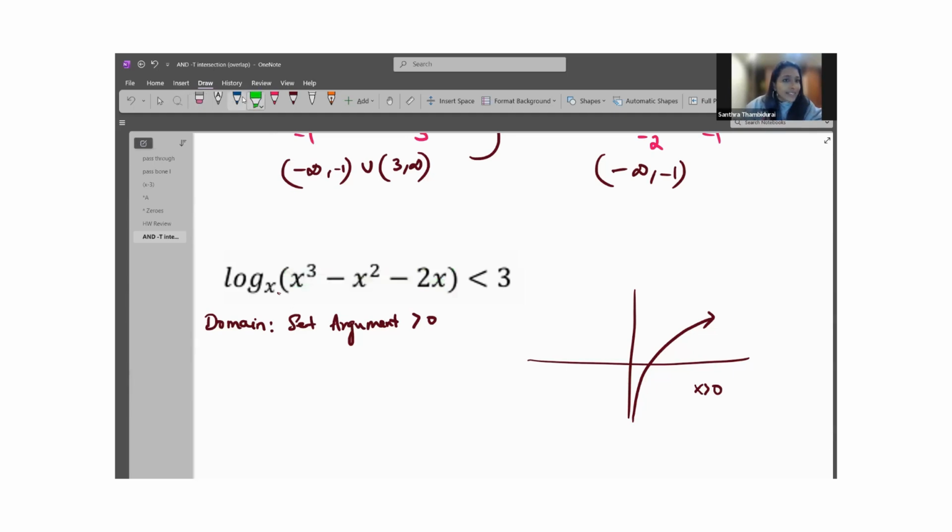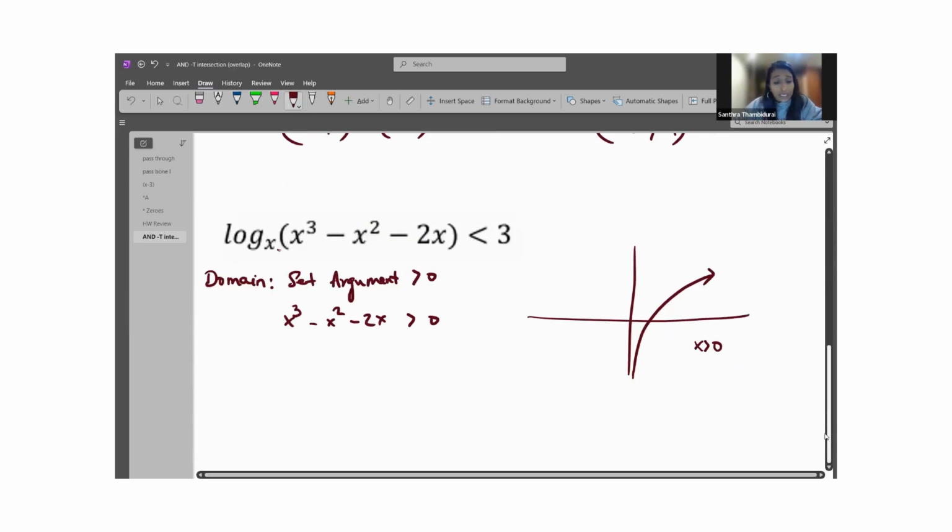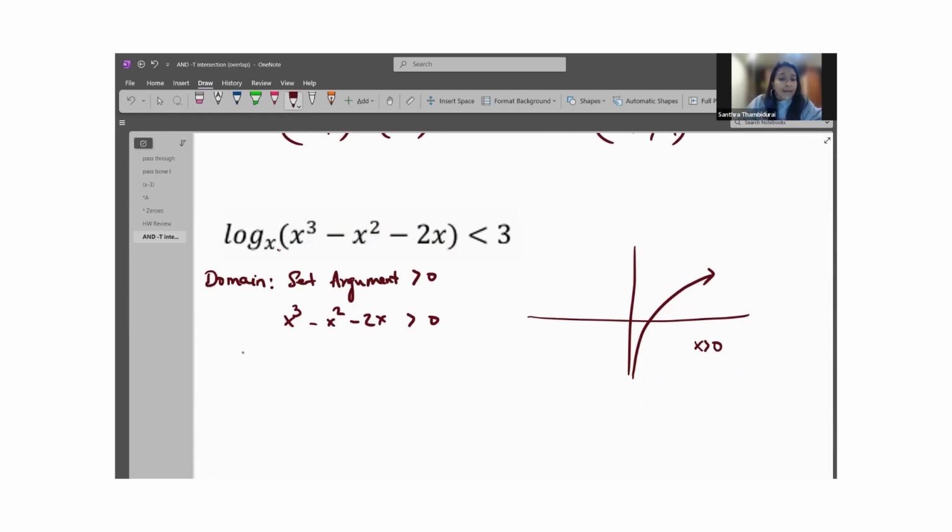No? You're going to set that to be greater than 0. Okay? Now remember, this is a polynomial inequality, which means you need to solve this using a sign test. You can also solve it by a graph, but I'm going to do it by a sign test now, okay?